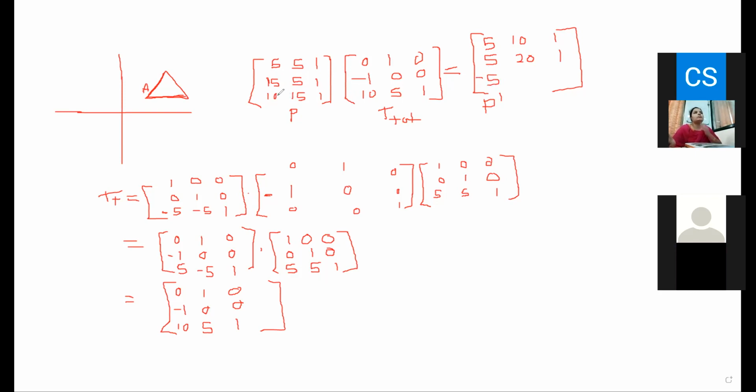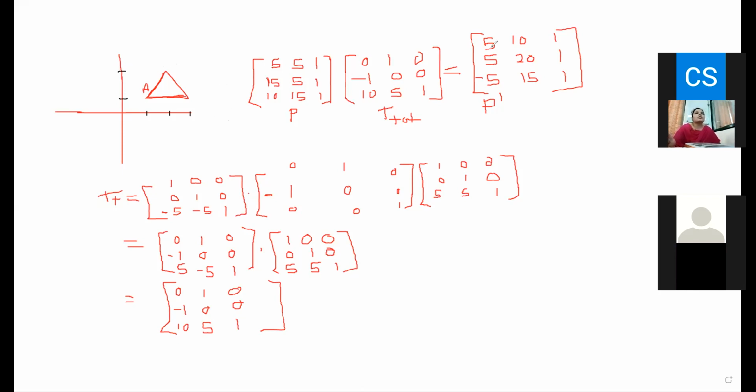And minus 5. Then this row, second column is 10, 0, and 5. So here it is 15. And last row, last column. Okay, so these are the coordinates after rotation. So we can have 5, 10. This is your 5. This is 5. This is 15. This is 10. And here it is 5. And here it is 15.